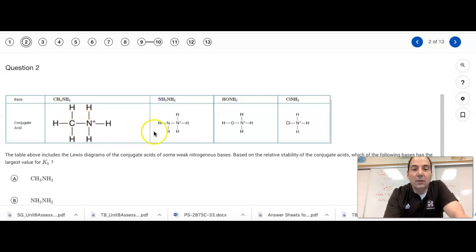Okay, so again, nitrogen attached to nitrogen, oxygen attached to nitrogen, chlorine attached to nitrogen, carbon attached to nitrogen. Carbon has the weakest electronegativity, and that means it's going to make the best base. So Kb would be the greatest for CH3NH2.